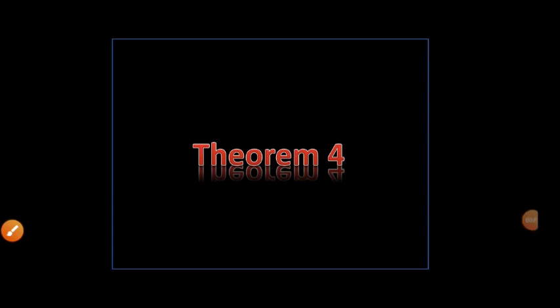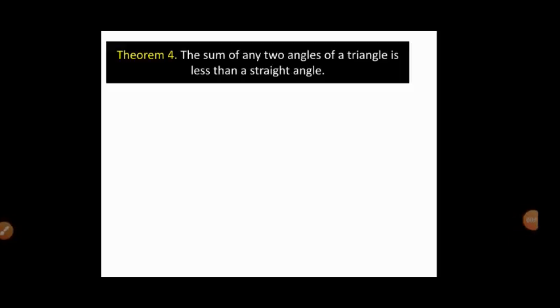Fourth theorem of this series is: the sum of any two angles of a triangle is less than a straight angle. Again, a straight angle is 180 degrees. Therefore, we have to prove the sum of any two angles of a triangle is less than 180 degrees.